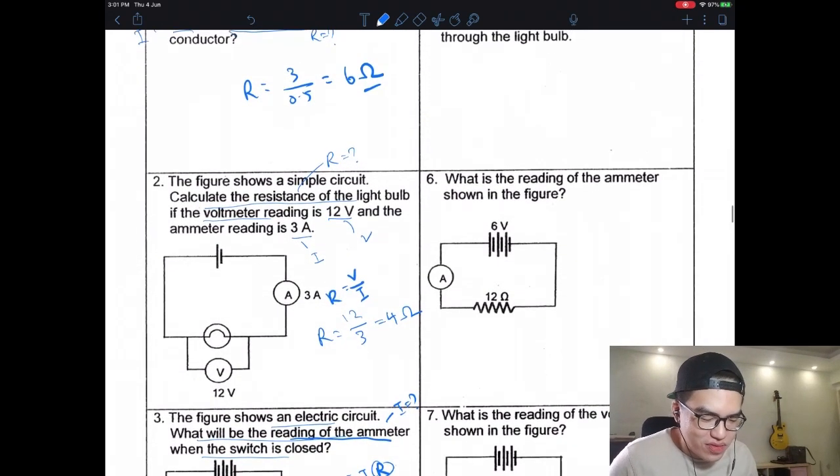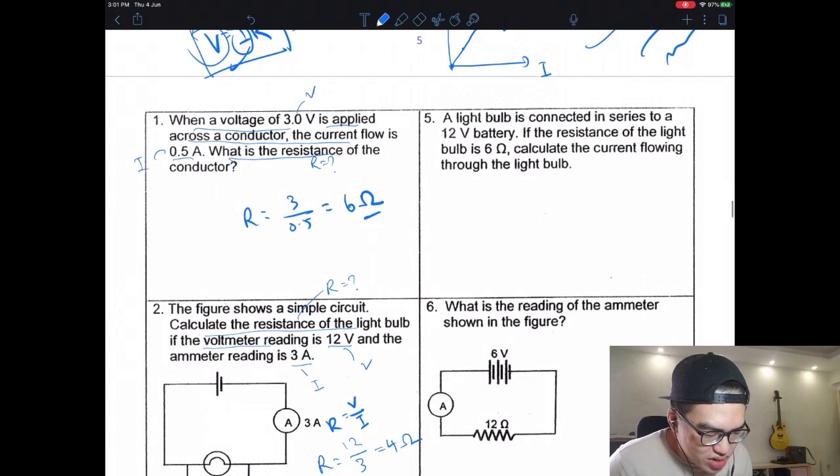So number 5. A light bulb is connected in series to a 12 volt battery. So this is my V. If the resistance of the light bulb is 6, so this is the R. Calculate the current. So I don't know my I. Again, V equals IR, I equals V over R. So 12 over 6, I should get 2.